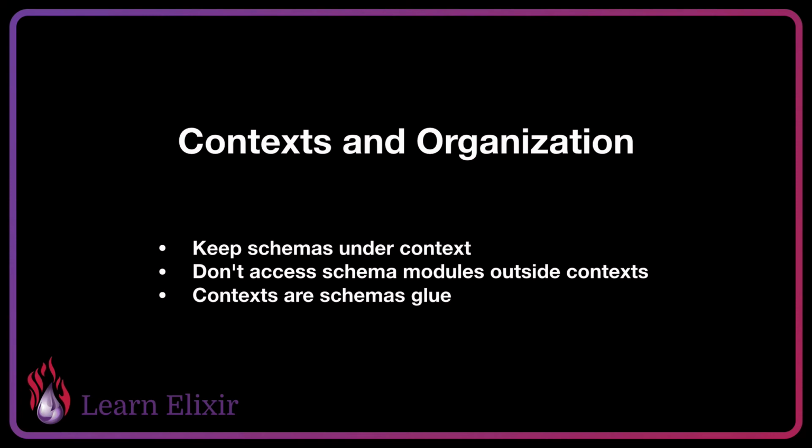Our context essentially allows us to impose a self-limitation of saying that we're not going to access our schema modules directly outside of our contexts, and that allows us to maintain a better level of organization. Contexts are essentially our schema's glue in that way because we're able to just glue together our schema's functions and then make sure that we're using that function to call repo.